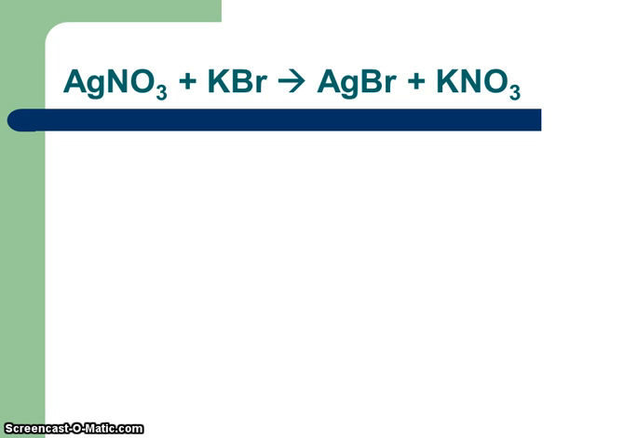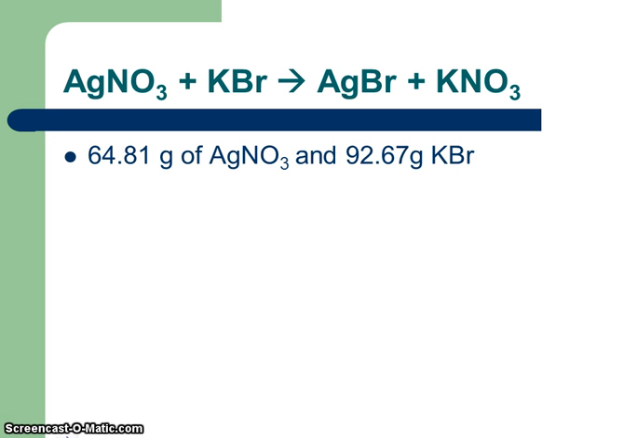All right, let's take silver nitrate and potassium bromide and produce silver bromide and potassium nitrate. And here are some questions. We start out with 64.81 grams of silver nitrate and 92.67 grams of potassium bromide.